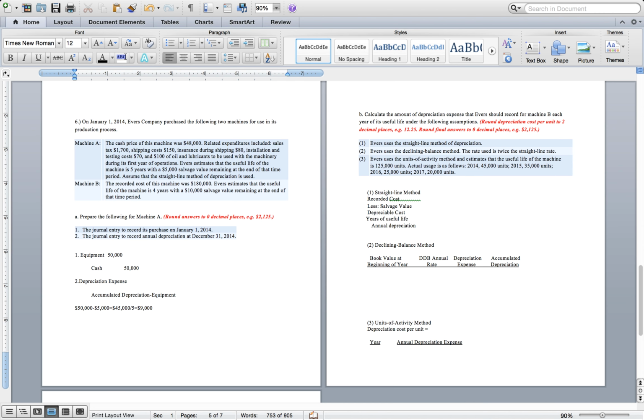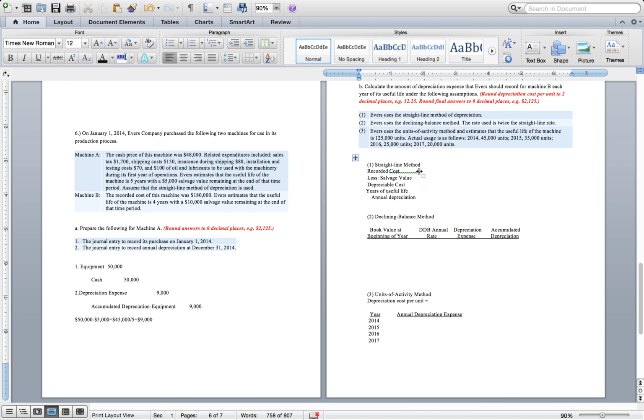Alright, let's go to the last one now. The last one here says calculate depreciation expense for machine B, except machine B is going to use different methods. Okay, we start with the first one. First one is straight line. Now remember, straight line is going to be the same each year, regardless of how much you use it. So to do straight line, we start with the first one.